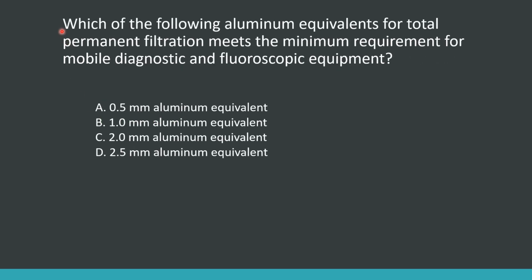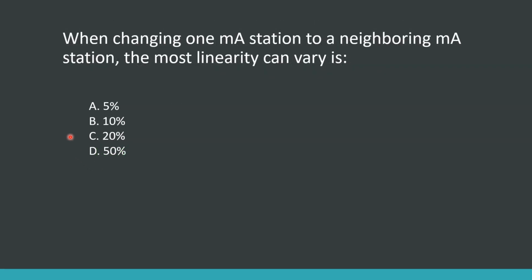Which of the following aluminum equivalents for total permanent filtration meets the minimum requirement for mobile diagnostic and fluoro equipment? 0.5 mm aluminum, 1 mm aluminum, 2 mm aluminum, or 2.5 mm aluminum? The answer should be 2.5 mm aluminum. When changing one MA station to a neighboring MA station, the most linearity can vary is 5%, 10%, 20%, or 50%. And the answer should be 10%.